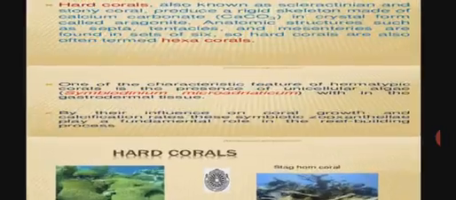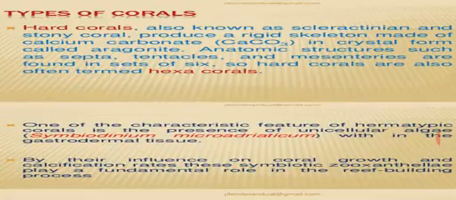Then coming to types of corals, the first one being hard corals, which I already mentioned. These are also known as scleractinian or stony corals, and they produce a rigid skeleton made of calcium carbonate in crystal form called aragonite. And anatomic structures such as septa, tentacles and mesenteries are found in sets of 6. So hard corals are also often termed hexacorals.